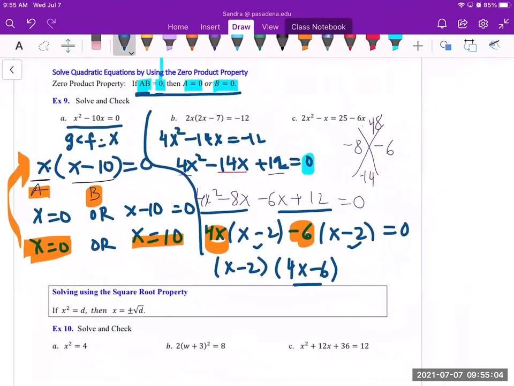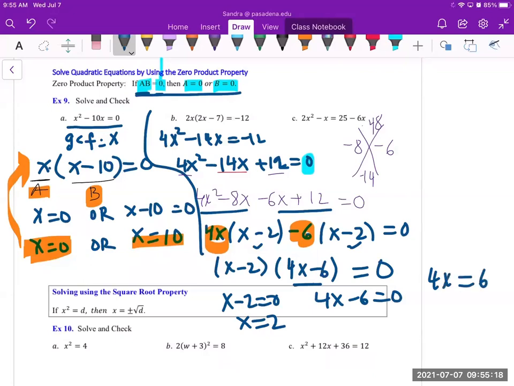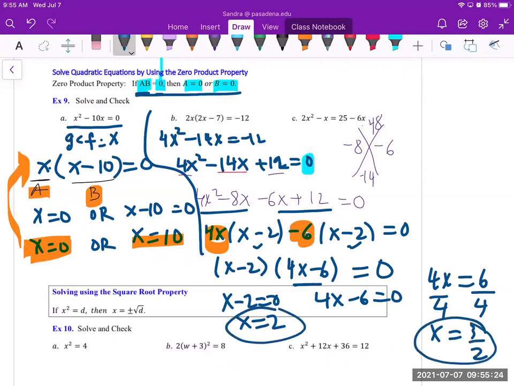Now everything's equal to 0. So x minus 2 is equal to 0 implies x is equal to 2. 4x minus 6 is equal to 0. Add the 6, get 4x is equal to 6. Divide by 4, x is equal to 3/2. So we have two answers: x is equal to 2 or x is equal to 3/2. And those will be our two final answers.